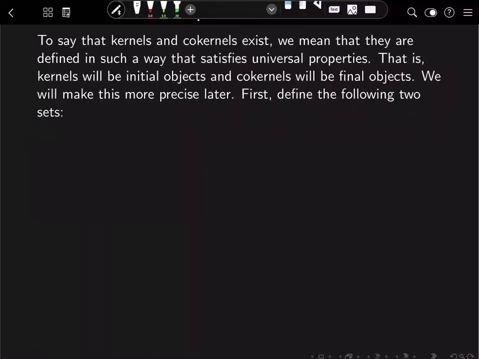Now, to say that kernels and cokernels exist, we mean that we are going to define them in such a way that they satisfy an appropriate universal property in some kind of ambient category, which we will break down after we define what the kernel and cokernel are as sets. They will satisfy a certain universal property, and that universal property is that kernels will be initial objects and cokernels will be final objects in these ambient categories that we will define. We'll make that more precise later, but first we'll define what the kernel and cokernel actually are. Now for the kernel, this is nothing new.